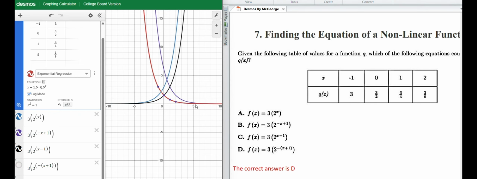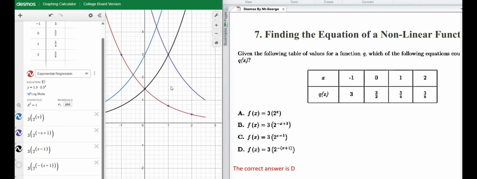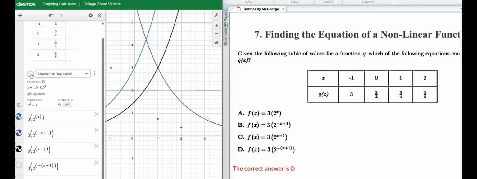right on top of the, we can zoom out a little bit. Here is the red, and here is the green one right on top of it. So this is identical. So choice D is the correct answer.